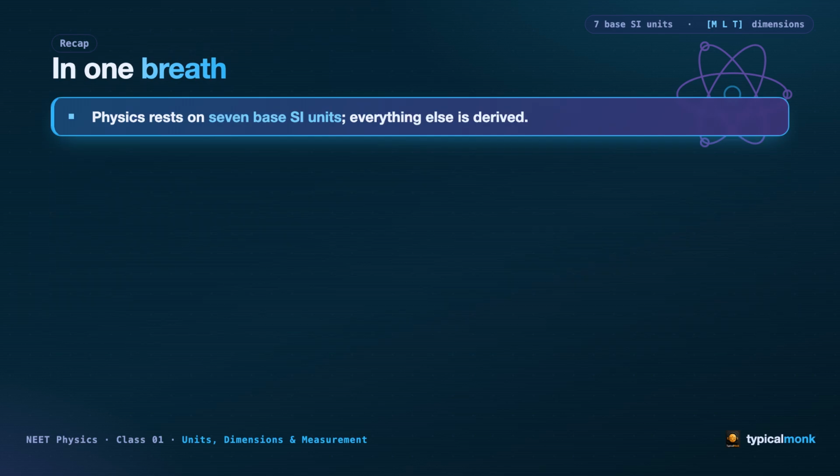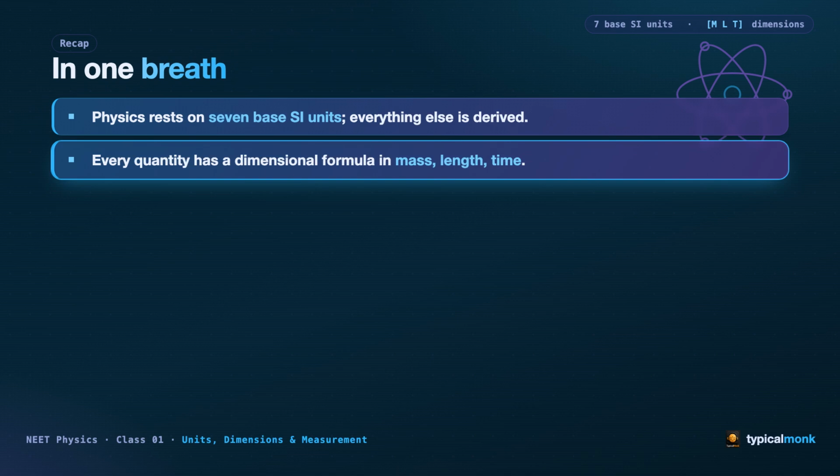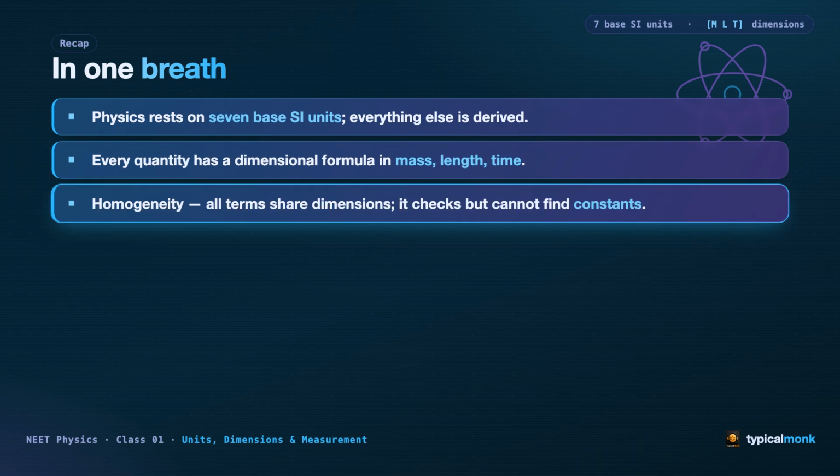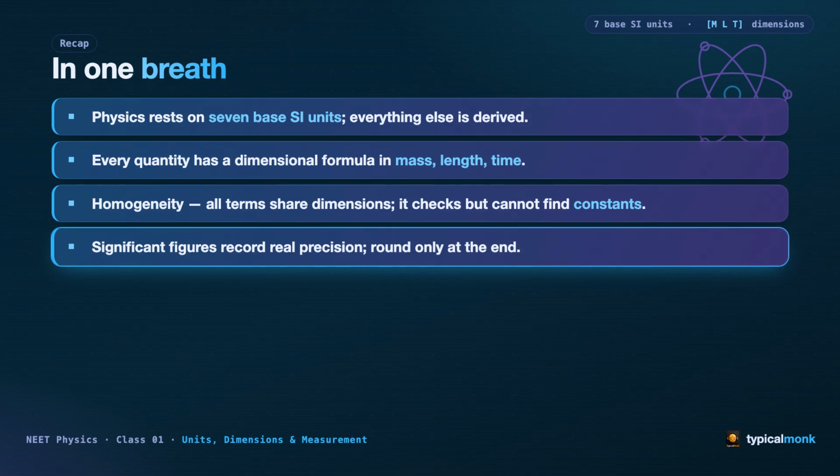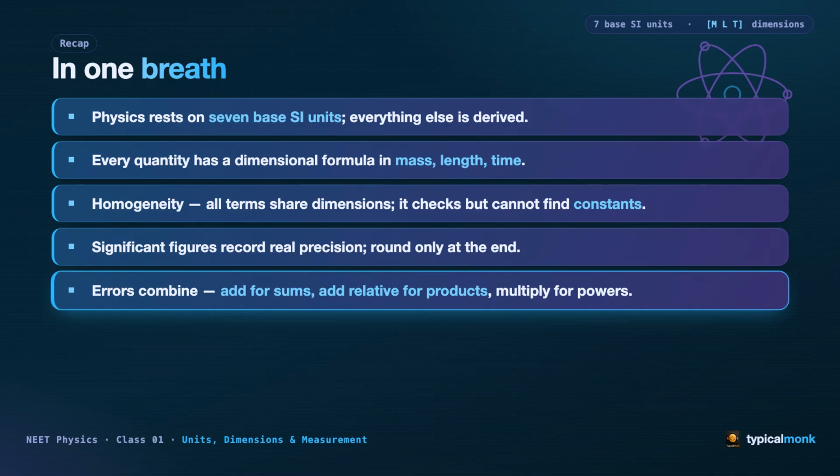Let us gather the whole class in one slow breath. All of physics rests on 7 base units of the international system. Everything else is derived from them. Every quantity has a dimensional formula written in mass, length, and time. The principle of homogeneity says all terms share the same dimensions. It can check an equation, but it cannot find a hidden constant. Significant figures record how precisely a number was measured, and you round only once, at the very end. Errors combine by simple rules. Absolute errors add in a sum.